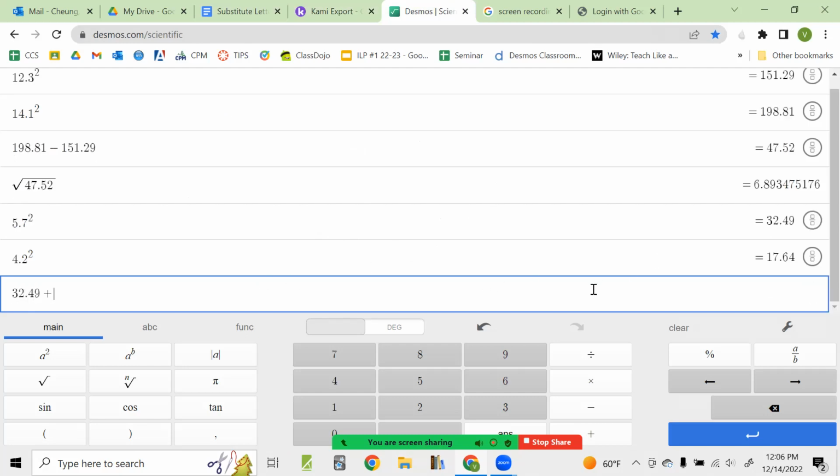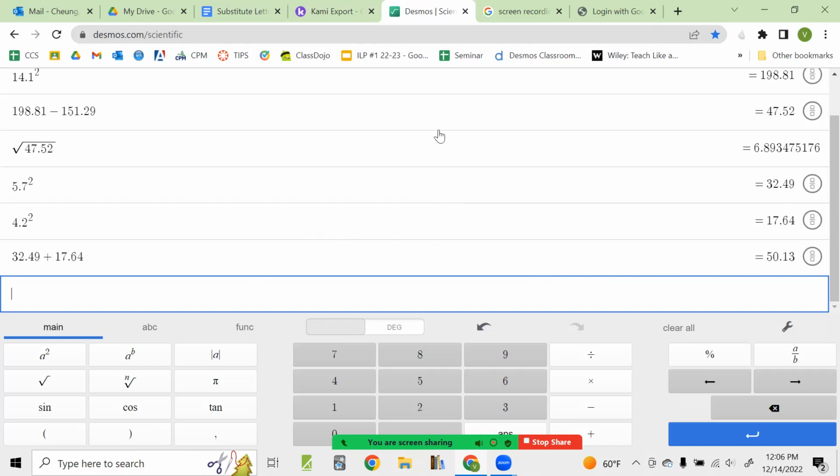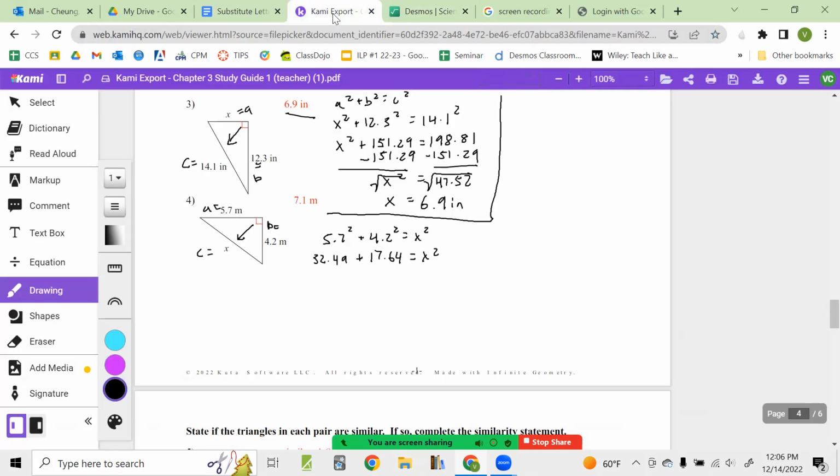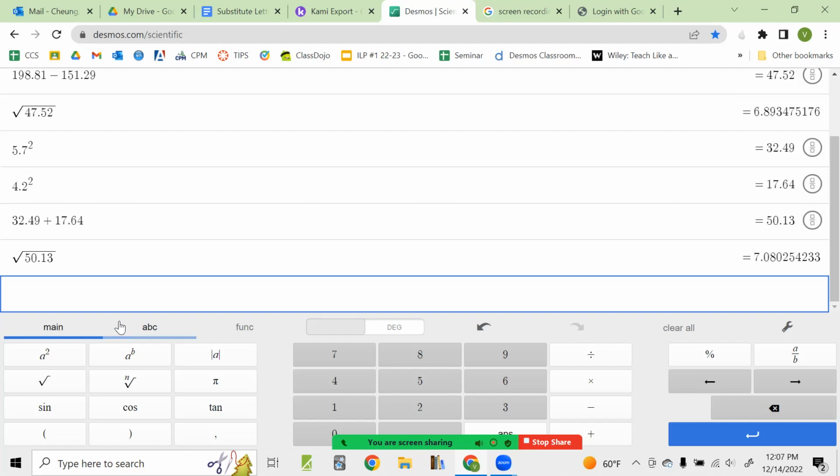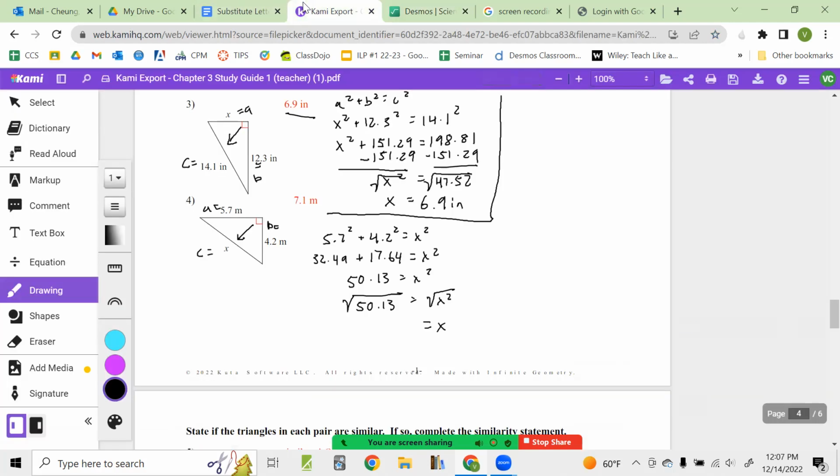Then let's add those two numbers together. 32.49 plus 17.64 is 50.13. Then we're going to take the square root. X is the square root of 50.13. 7.1, is that right? Yep, that's good. 7.1 meters.